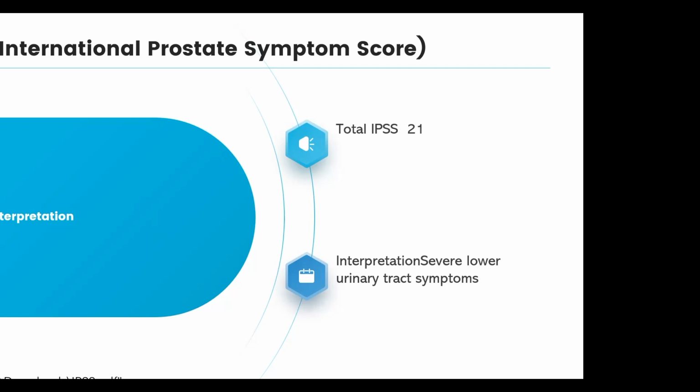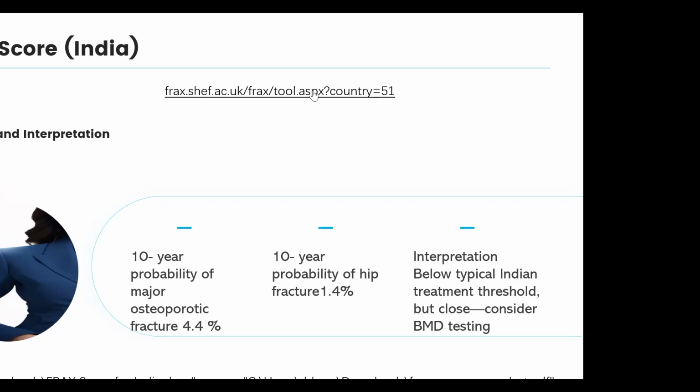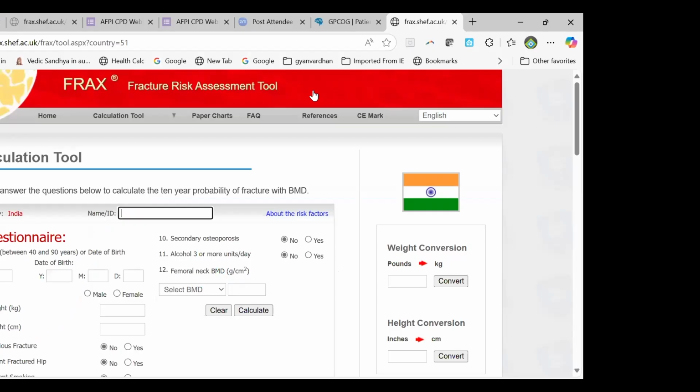It's a simple questionnaire. Then we have the FRAX score. The FRAX score is to assess the 10-year possibility of a major orthopedic fracture or a hip fracture. It is to be done by a country-specific score, which is an online website tool, and this is how it is going to be. Do you see this? This is for India. Do you see this? Yep. Great.